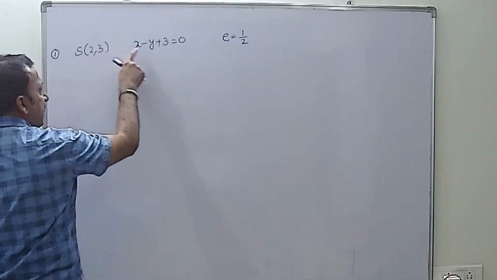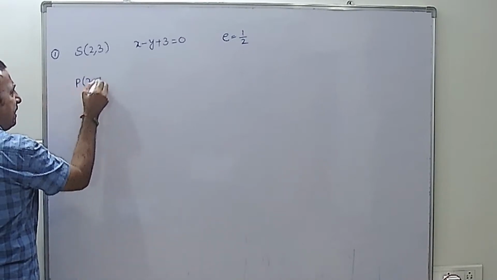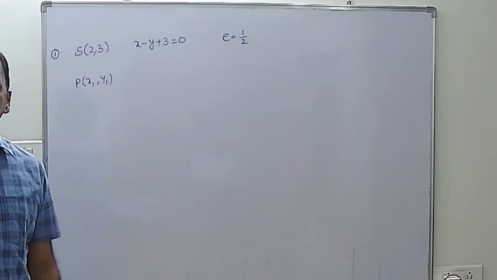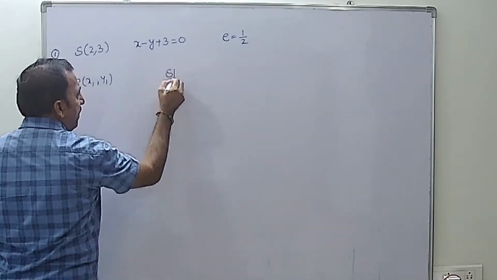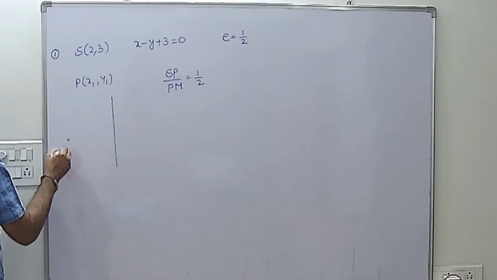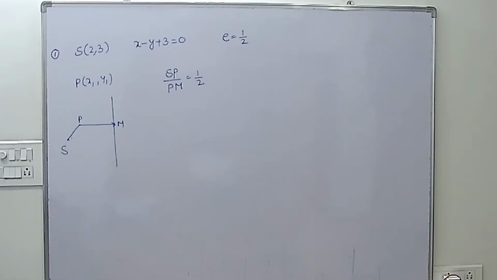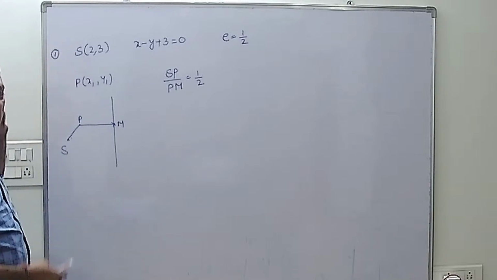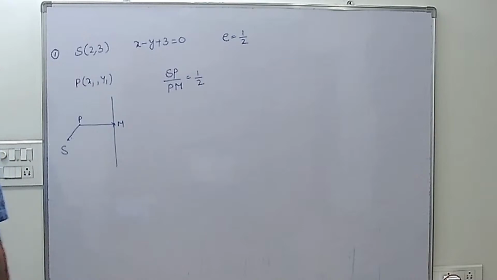They give us the focus, the directrix, and the eccentricity as well. Let P(x1, y1) be any point. The locus of P moves such that SP by PM is equal to half. SP is the distance between S and the point, and PM is the perpendicular distance from the point P to the fixed line. The locus of the point P moving such that SP by PM is equal to half is the conic.